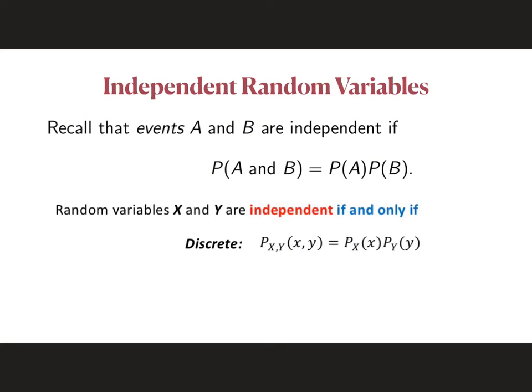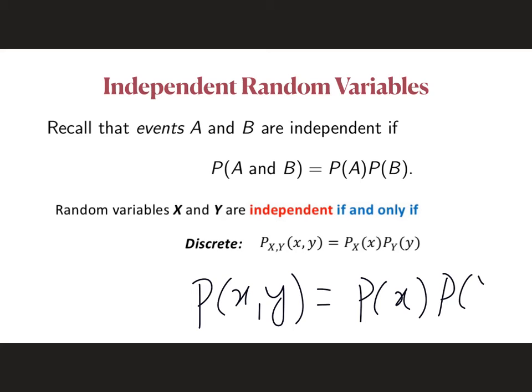So next, independent random variables. You already know that when two events are independent, we write like this: the probability of A intersection B is equal to the probability of A into the probability of B. So in a joint distribution, two variables are independent when P of x comma y can be written simply as P of x into P of y.